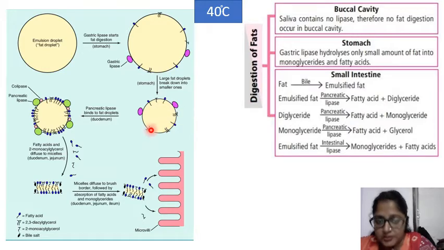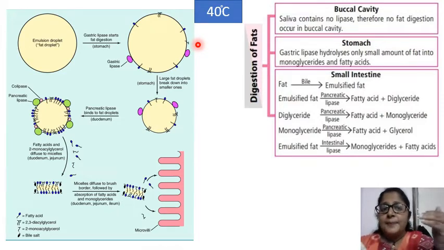So up to this, what happens in the stomach? The stomach does not have any much greater role, but the stomach lipase can act up to this point of action. But always keep in mind that the stomach lipase can only act at 40 degrees centigrade. This is the optimum temperature of the activity.